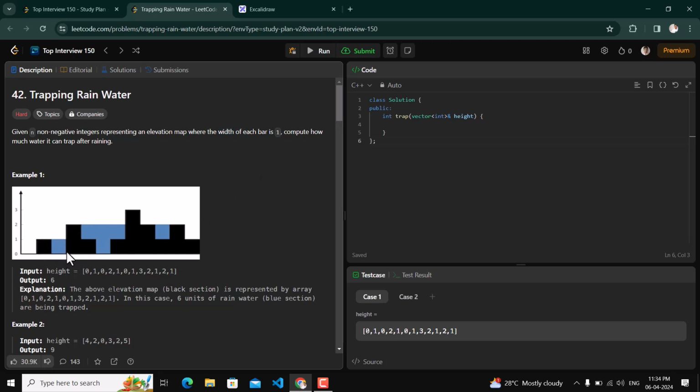Okay, so for a waterfall, if we want to store water, then we want to have boundaries to hold that water. In the same way, this can store 1 unit, this can store 4 units, and this can store 1 unit, so overall 6 units of water can be stored in these heights.